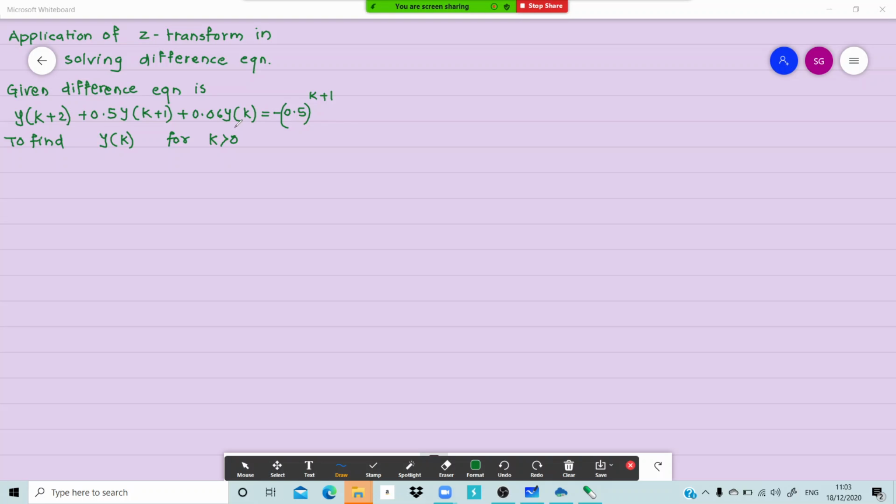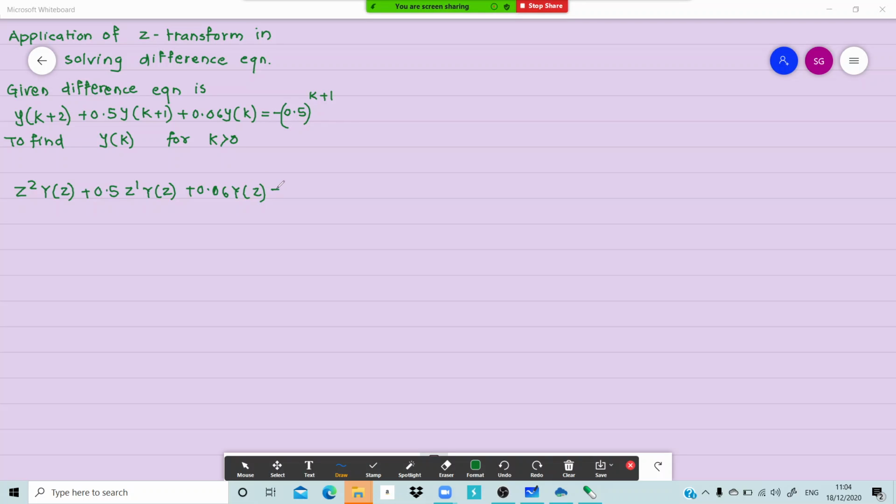Okay, so we'll try to express this thing, right? We are trying to take z transform of this. So you know k plus 2, it was minus 2, that's why it was z raised to minus, right? Now it is plus 2, so it will be z square Y(z) plus 0.5 plus 1, so z raised to 1 Y(z) plus 0.06 Y(z), right?